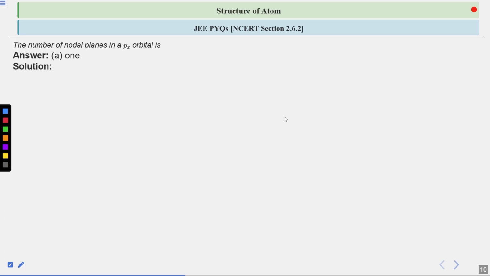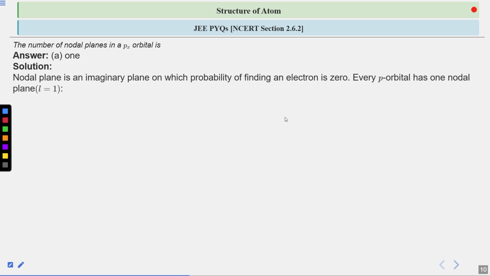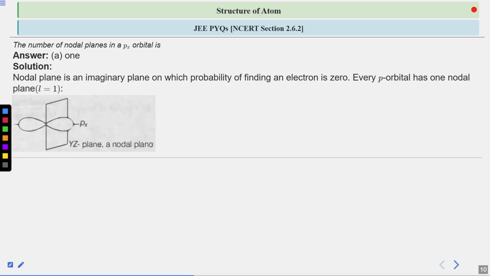Since it is a px orbital, there is only one nodal plane possible, which is represented here. You know the shape of the p orbital is a dumbbell. Between both these dumbbells, you can see that there is a plane passing between them. That plane is said to be the nodal plane. Okay.